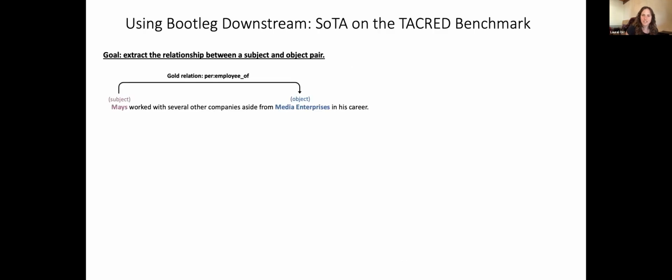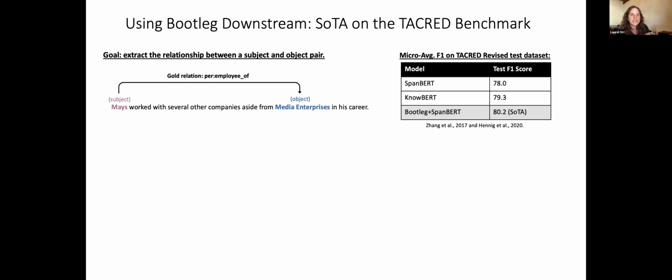Now the last one I want to talk about, which I think is a really interesting downstream task that we explored, is that, as I said earlier, entity embeddings are very useful because of the downstream systems that you can use them in. So we took a standard relation extraction benchmark where, given a sentence, as you see on the slide, and a subject and object, the goal is to predict the relationship between them. In this case, Maze is an employee of Media Enterprises, and you want the model to predict that. We took a standard baseline model.